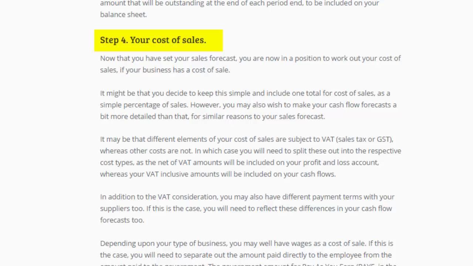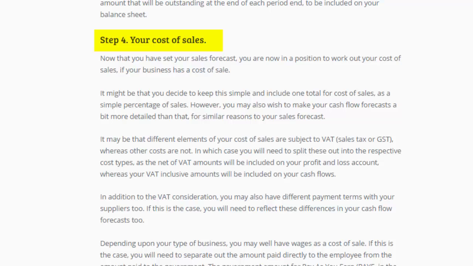However, you may want to go in a bit more detail, and there are reasons why you would want to do that, because it might be that certain cost of sales lines might be VATable or attract sales tax, and certain items might not. You may have direct labour costs. So if you run a factory, you may want to incorporate those.